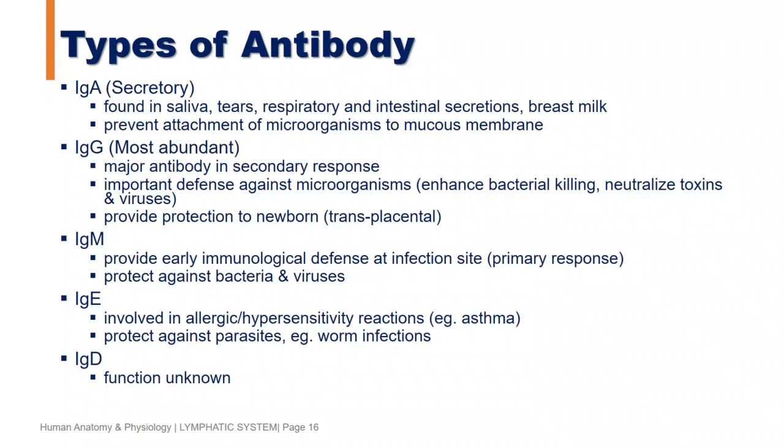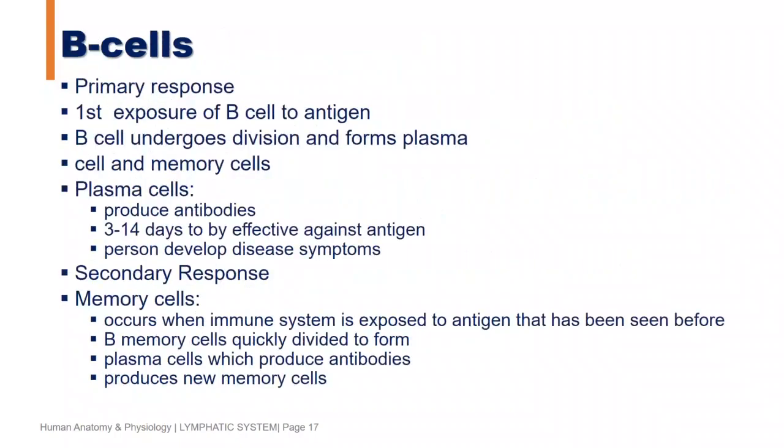Then IgM provides immunological defense at the infection site in the primary response, protecting against bacteria and viruses. IgE is involved in allergic hypersensitivity reactions, for example asthma, and protects against parasites, for example worm infections. And then IgD, we don't know what its function is.